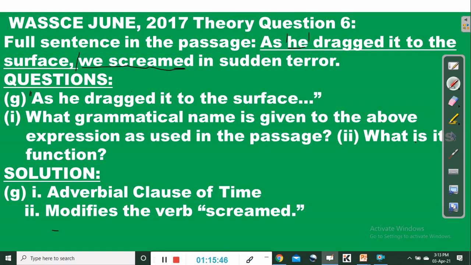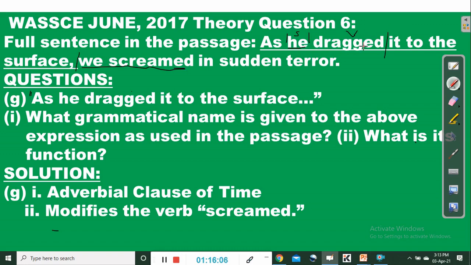We can look at a subject here already. He dragged. Then dragged is a verb. So we can already spot a subject and a verb here. So this shows us it's an adverbial clause. And since it is talking about time, there are different types of adverbs.